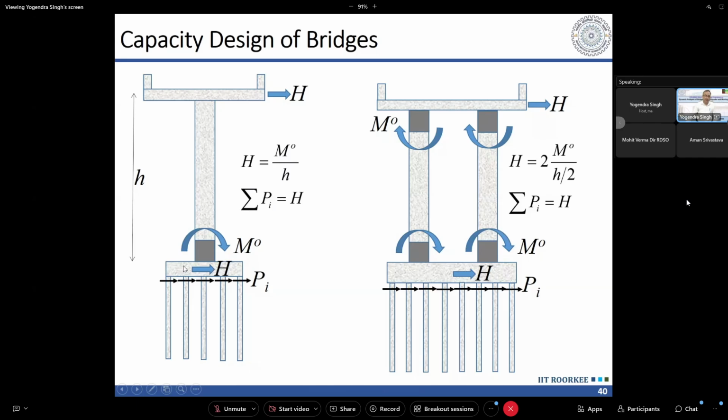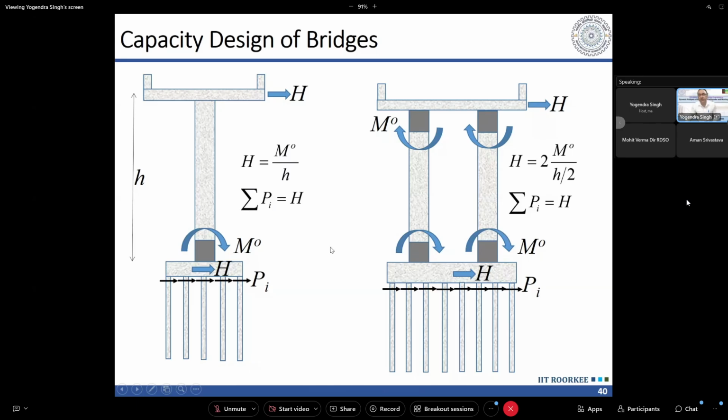And the same force H will be transferred to the foundation. If it is a pier cap or a pile group type of foundation, then from the pier cap it will be transferred to different piles, and the total sum of these pile forces should be greater than this H. If it is just equal to H, then there is a possibility of formation of the plastic hinge either at the pier or in the piles. But we have to ensure that the total capacity of the piles should be more than the force occurring in the pier when the pier is yielding.